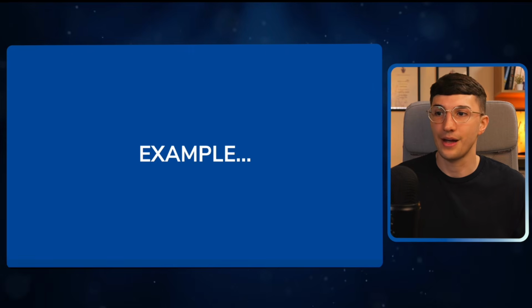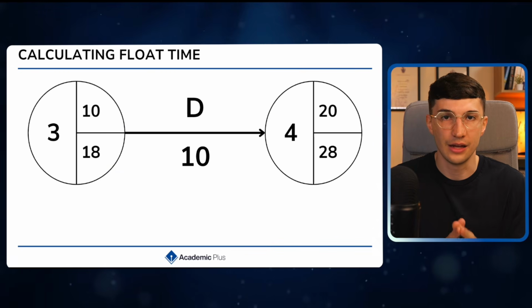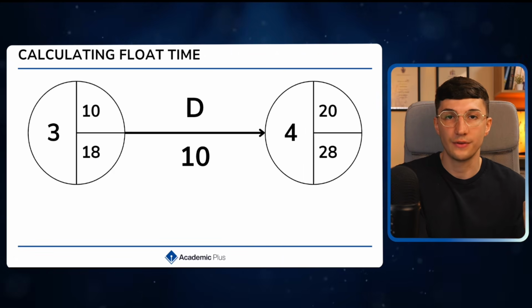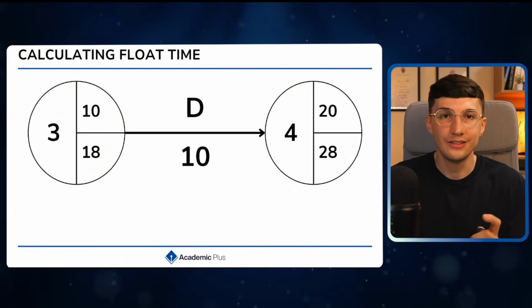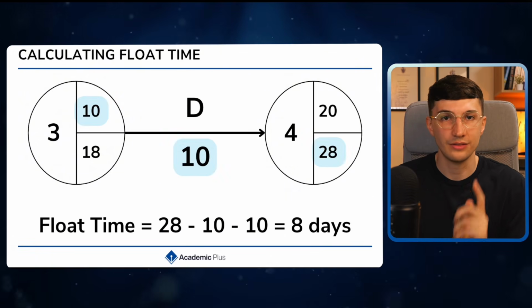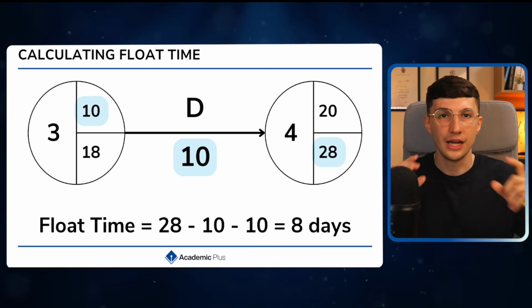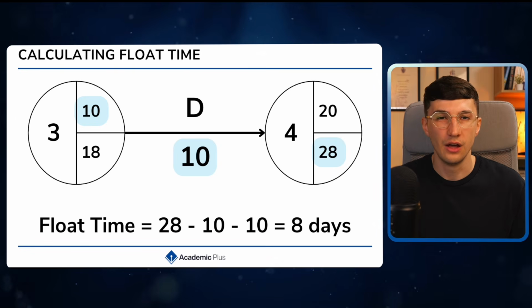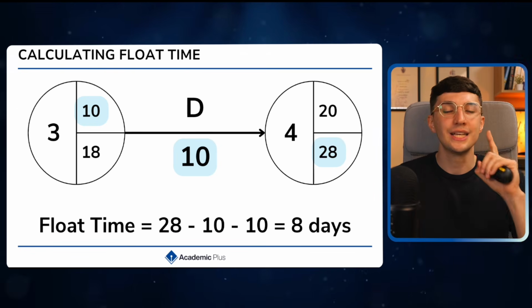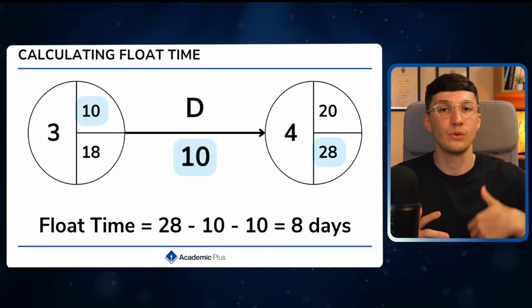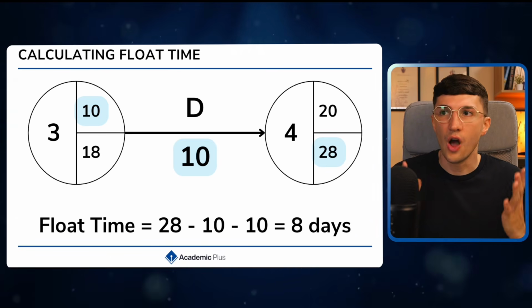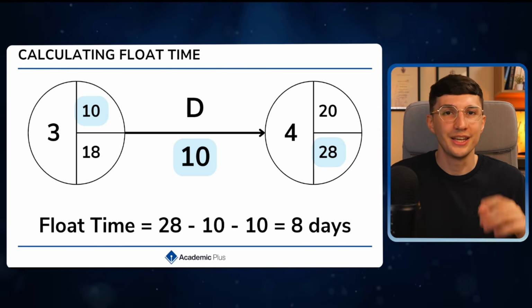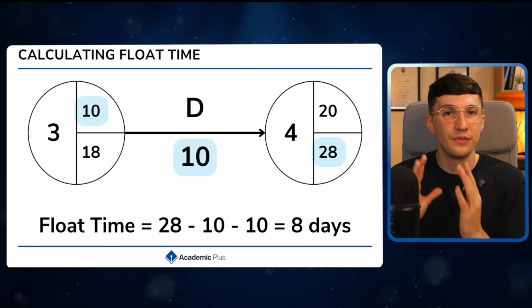So to give you guys an example of this, looking at task D here, the latest finish time for task D is on the right side, and the earliest start time for task D is on the left side. So the latest finish time for task D has to be on day 28. Its duration is 10 days, that's how long it takes to complete, and its earliest start time is on day 10. So in theory, task D can be delayed by 8 days, but it still gets completed. Which makes a lot of sense because I can start task D on day 18, it takes 10 days to complete, and 18 plus 10 gives me 28, which is in line with the latest finish time.